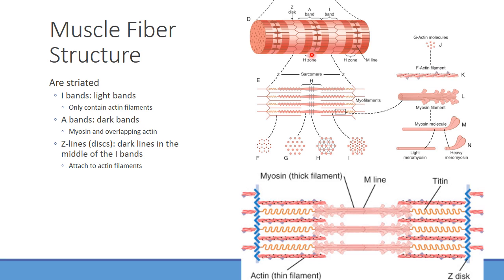Basically, the H zone. We'll talk about the H zone being the area where there's really no overlap of the actin and the myosin. You're going to find that overlap is very important to cause contraction to occur, but you can consider this H zone here where there's really no overlap between the actin and the myosin.